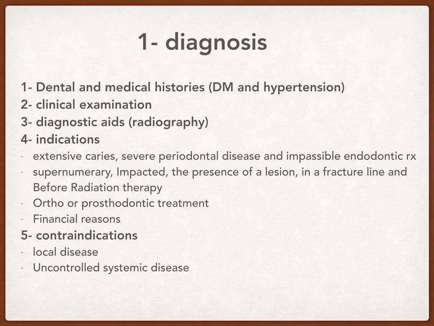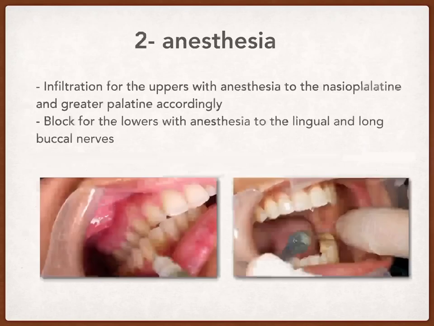Anyways, the contraindications for tooth extraction are not absolute contraindications, but they are temporary and related to a specific situation. For example, if we have a local disease like pericoronitis, we should resolve that first, then we do the extraction procedure. If we have uncontrolled systemic disease, for example very high hypertension or blood glucose level, we should control these situations and then do the extraction procedure. That was the first step in the extraction procedure.